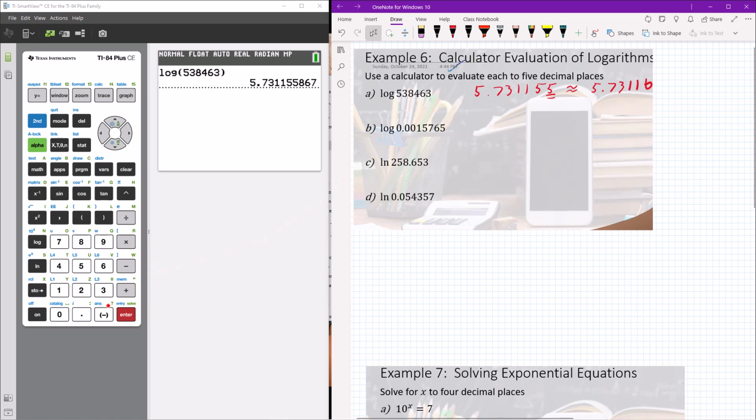Okay, what about the next one? Done the exact same way. No, that's wrong. Log 0.0015765.